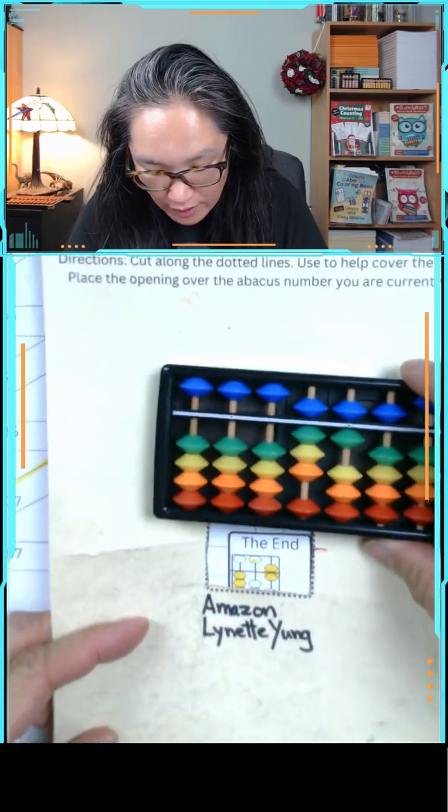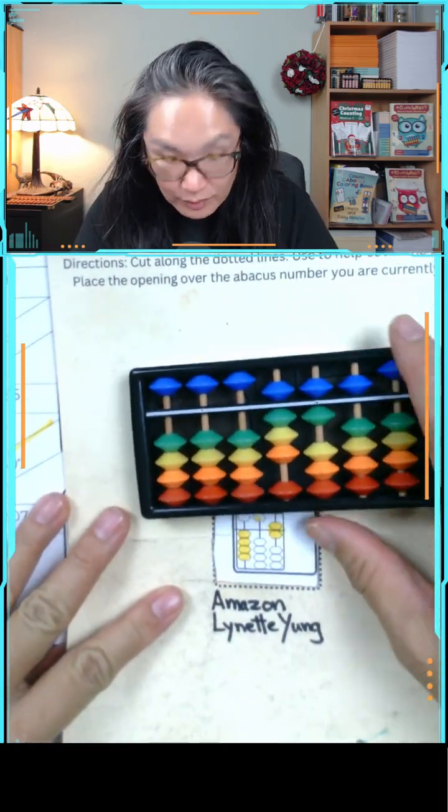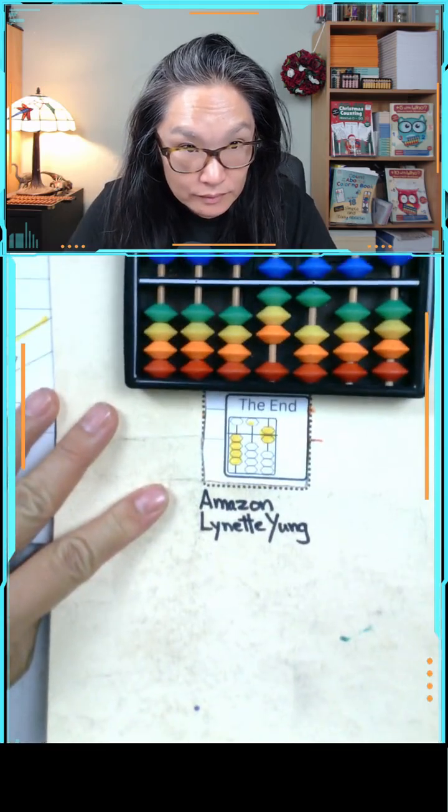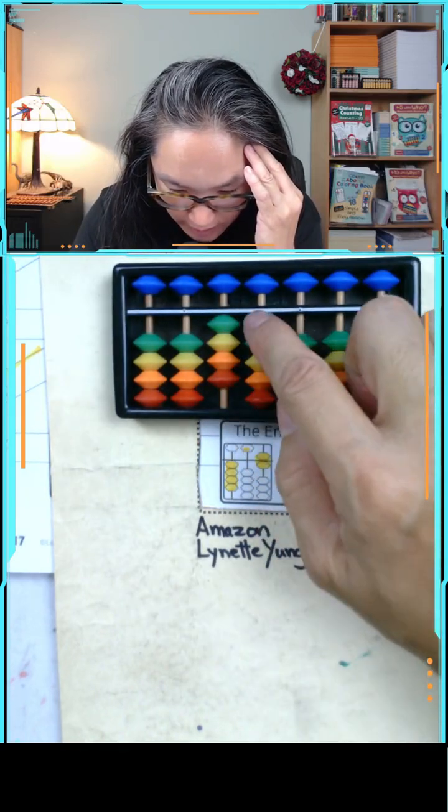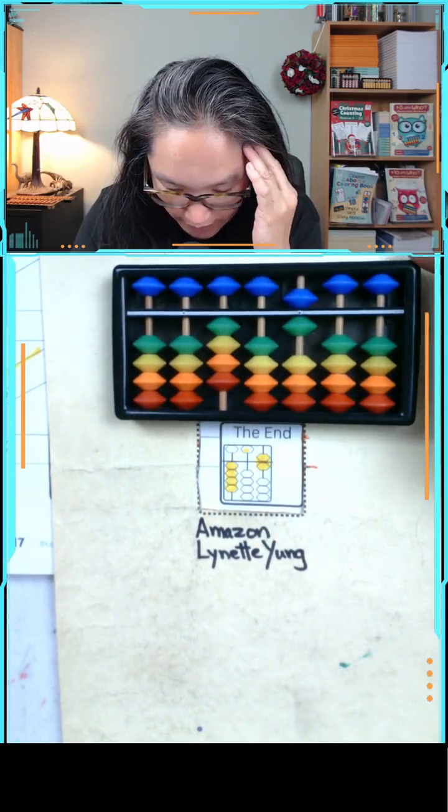And then we have our last number. Our last number is... And then we're going to jump into some adding and subtracting. So we have our hundreds, our tens, and our ones. What number do we have?